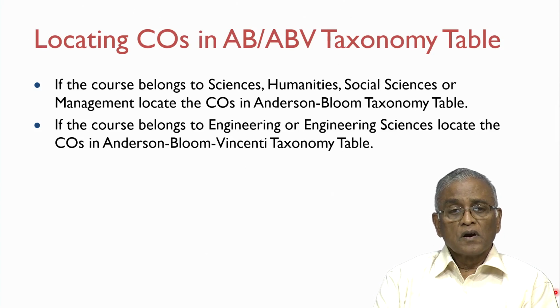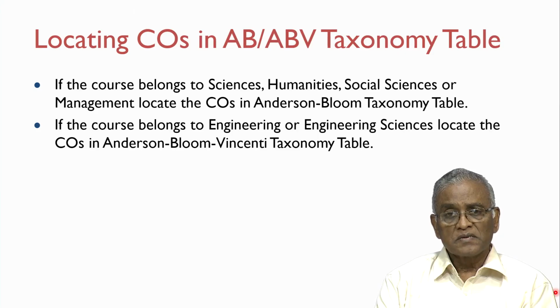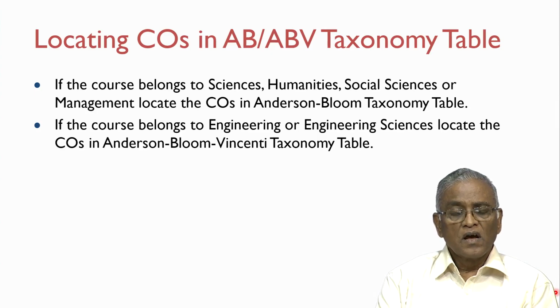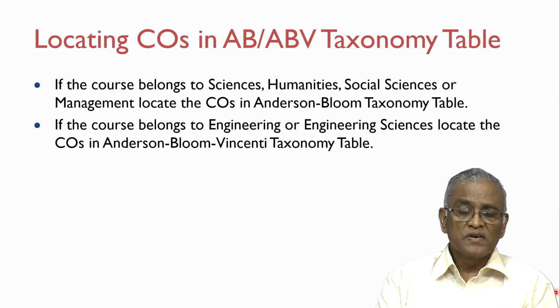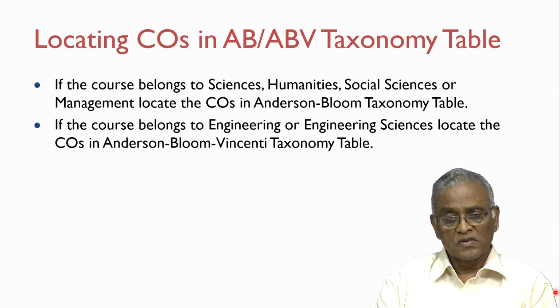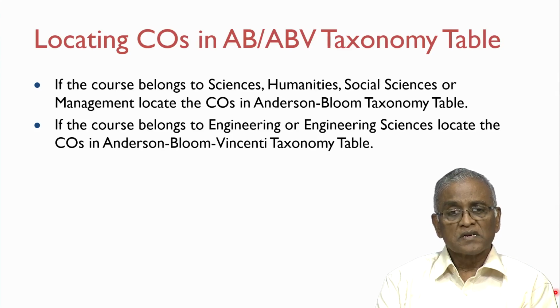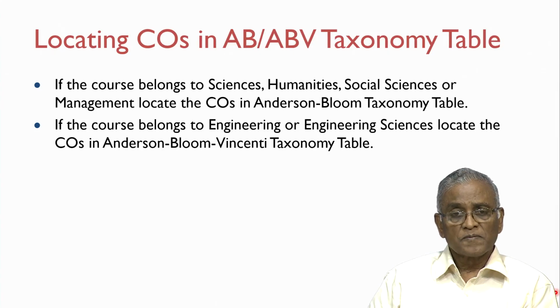Now, how do we locate them? If the course belongs to sciences, humanities, social sciences or management, locate COs in Anderson Bloom's taxonomy table, that is 6x4 table. Whereas in courses belonging to engineering and engineering sciences, locate the COs in ABV taxonomy table, which has 6x8 table. That is the difference.